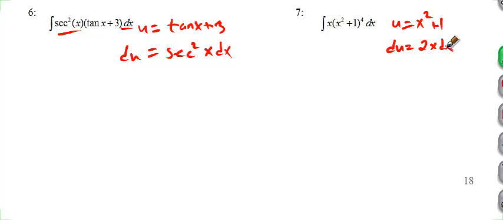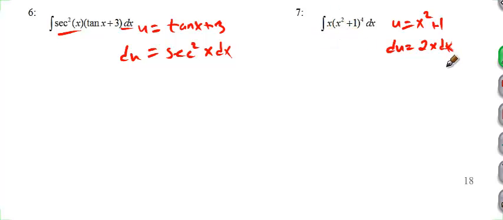So there's a couple ways you can do this. One way, if it makes sense to you, would be, okay, I want a 2 there, so I'll put a 2 there. And to compensate for the 2, I'm going to put a half out front. And then there's your du. So if that makes sense, you're probably a little higher order thinker than most. I always had trouble when I was a student at doing that. It's taken me a while to really wrap my head around it.